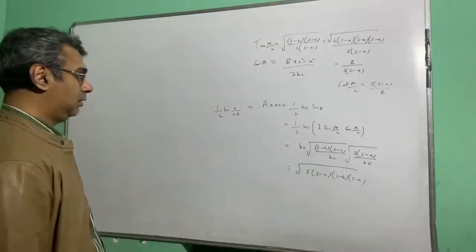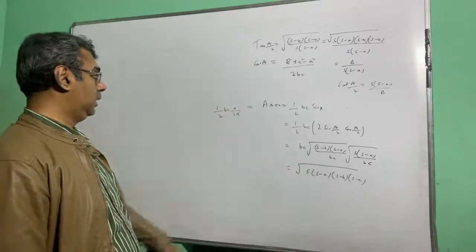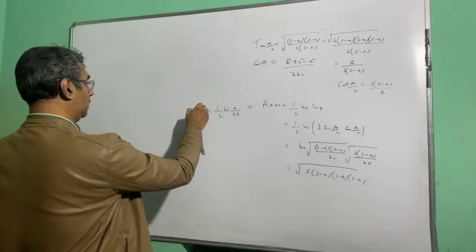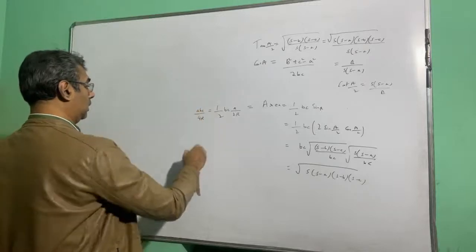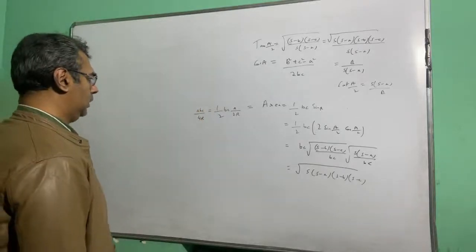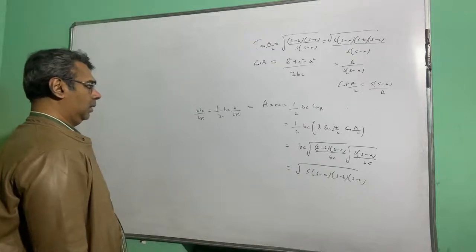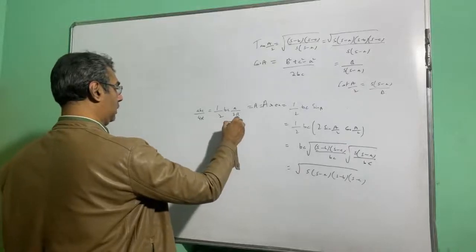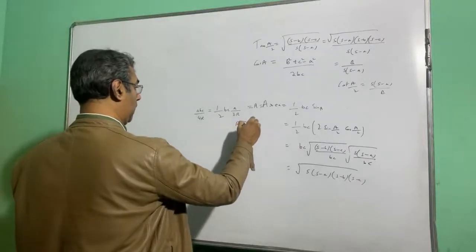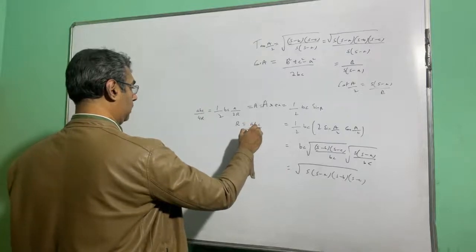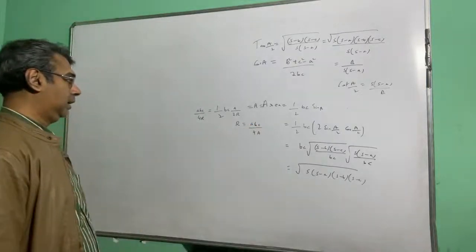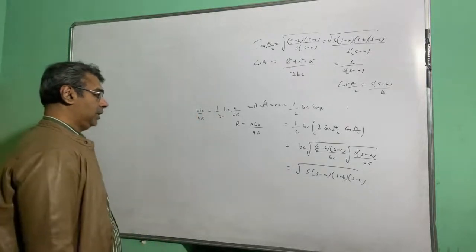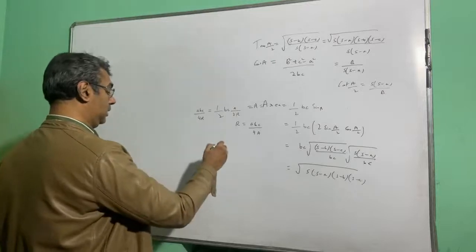Now area of a triangle is half bc sin A. So instead of sin A you write a by 2R. So area of a triangle is half bc into a by 2R. So the area of the triangle is coming abc by 4R. Right? So the area of the triangle is abc by 4R. So R will be abc by 4 times area of the triangle. So this is the circumradius.